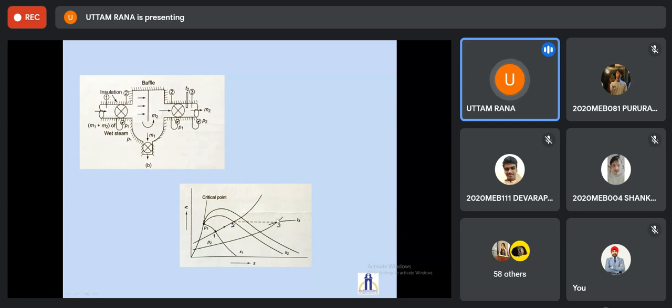At state 3, we know the temperature and pressure, so we know the enthalpy at state 3. Once you know the enthalpy at state 3, H2 should be equal to H3 because it's a throttling process. So we know the value of H2 and we can also find the value of X2, just like the previous process. Once we know X2, we can correlate it with X1, because the difference between 1 and 2 is the mass of the condensate, the moisture which is collected in the separator.